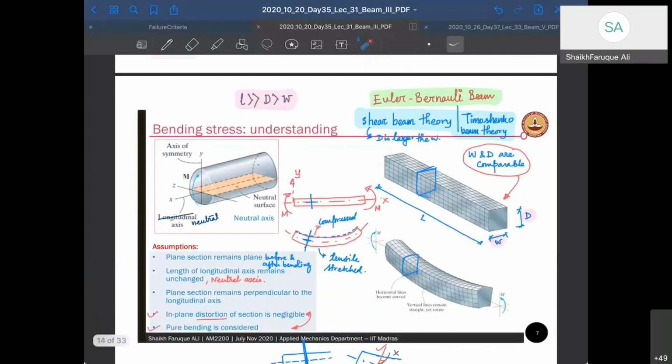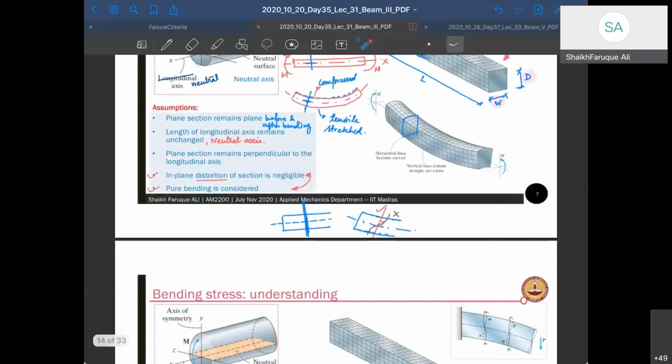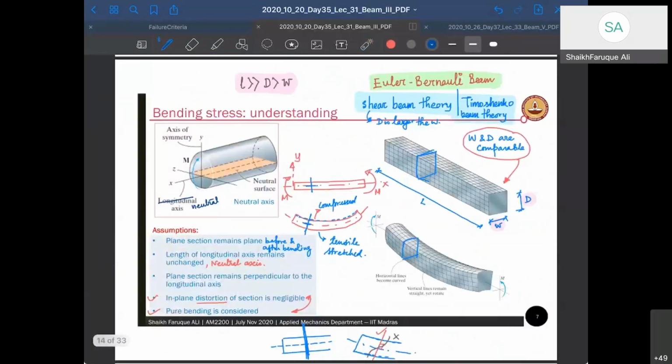Okay, so based on those deformations, there are three theories available for beams. One is Euler-Bernoulli beam theory, in which we assume that length is much larger than depth, and depth is larger than width. So L is much larger than D, and D is larger than W. Then you have shear beam theory, which is valid for deep beams. This is also a nonlinear beam theory, second order. So second order theory is shear beam theory.